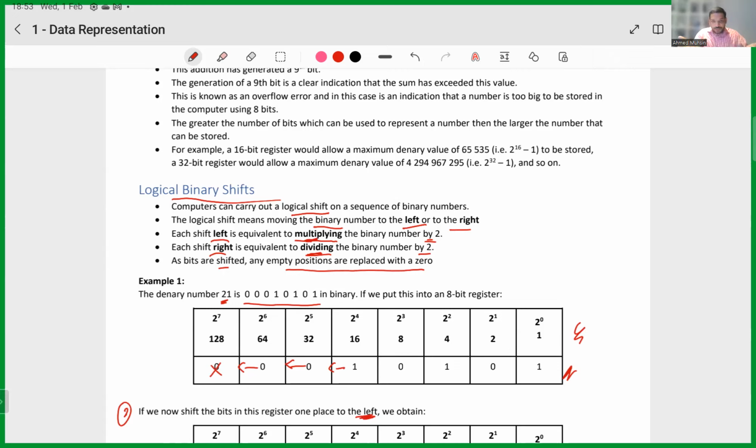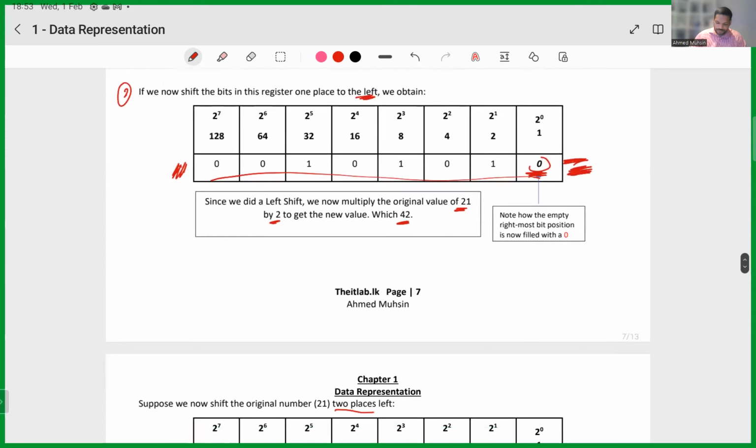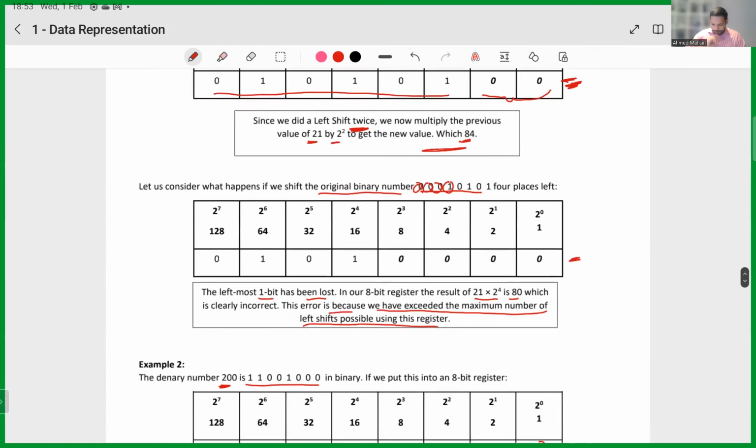There are 2 ways to shift it. You can shift it left, and then your new answer will be multiplied by 2 to the power of the number of times you move to the left. If you shift to the right, it will be your original value divided by 2 to the power of the number of times you shifted to the right. I hope it makes sense. I have given you 2 examples here. This is just a very short part on what we call logical binary shifts.